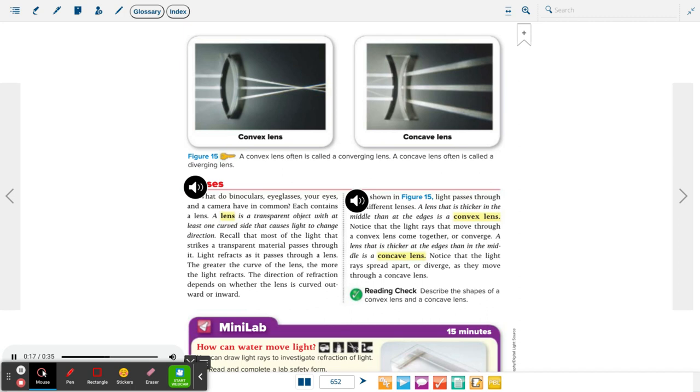A lens that is thicker at the edges than in the middle is a concave lens. Notice that the light rays spread apart or diverge as they move through a concave lens. Reading check. Describe the shapes of a convex lens and a concave lens.